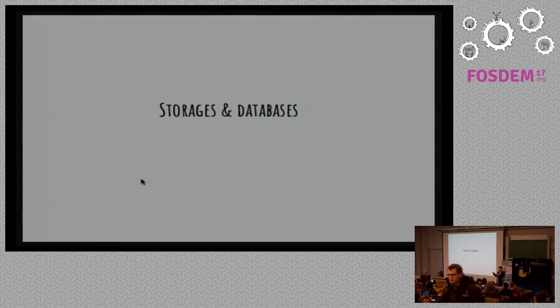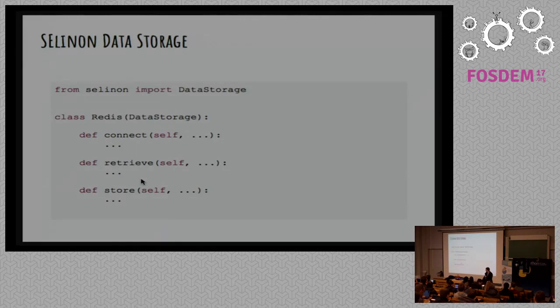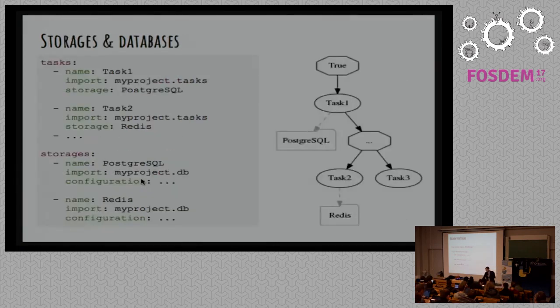As you can see, you might be wondering, okay, we provided a condition, and we are inspecting the result of a task, but we didn't provide a way how to say, hey, I want to store some result into a storage or database. Selinon offers you this as well. What you need to do is just provide a definition of a database adapter. So for example, if you want to use Redis, you just provide, hey, how to connect to a database, how to retrieve a result, or how to store a result from the database.